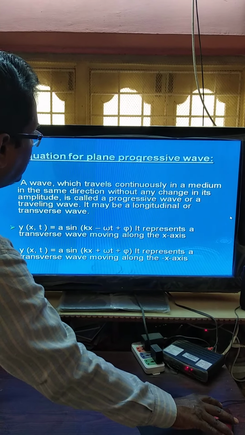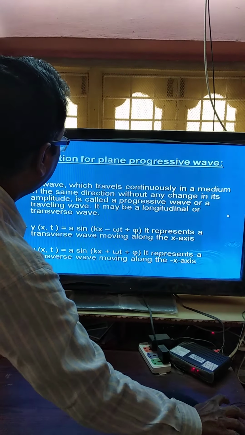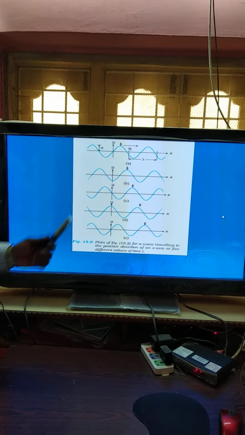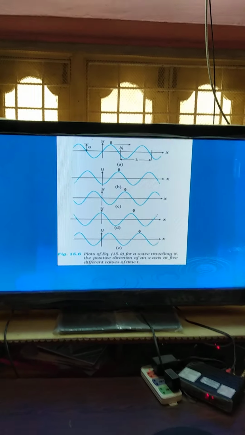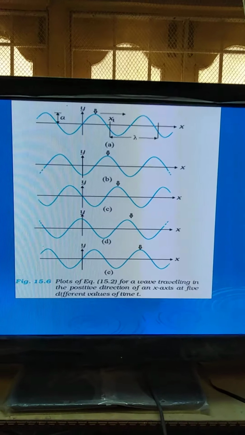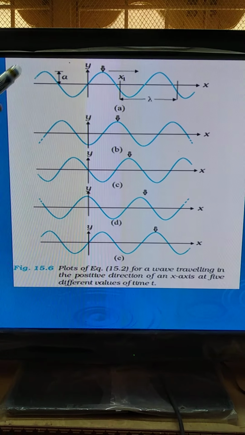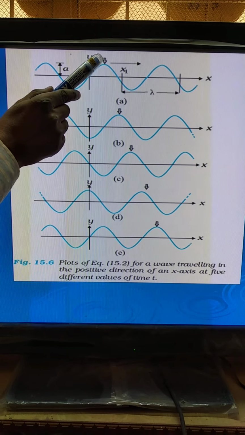And in your textbook also you have this diagram, this arrow mark you can see, and here after regular intervals of T by 4 time, the peaks of the progressive wave are represented here. The arrow mark is here.